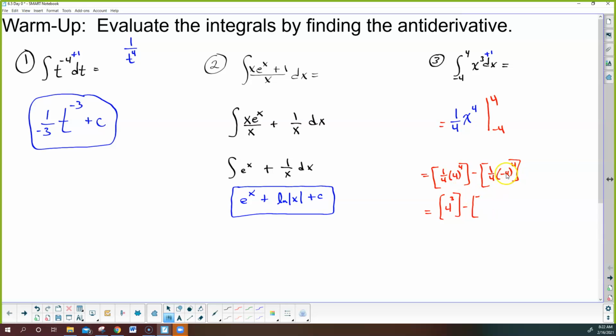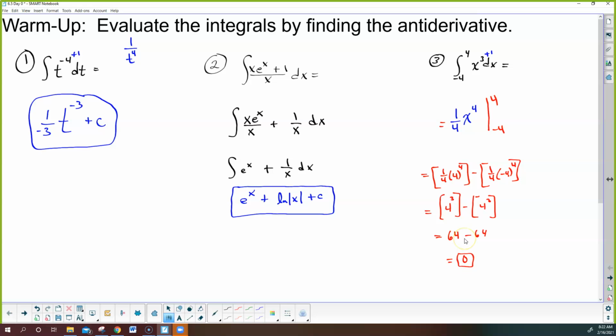This is an interesting one because the negative 4 to the 4th power would be a positive 256, and then we end up dividing by 4, which is 64, which is also 4 to the 3rd. But notice you end up getting the same thing. If you did it without those properties, you would end up with 64 minus 64, and you would still get 0.